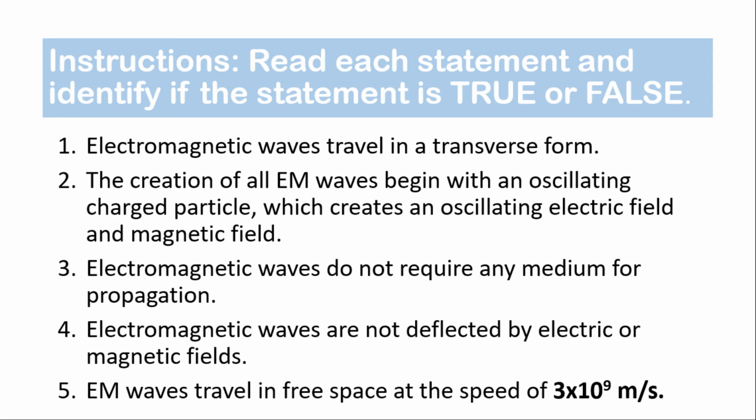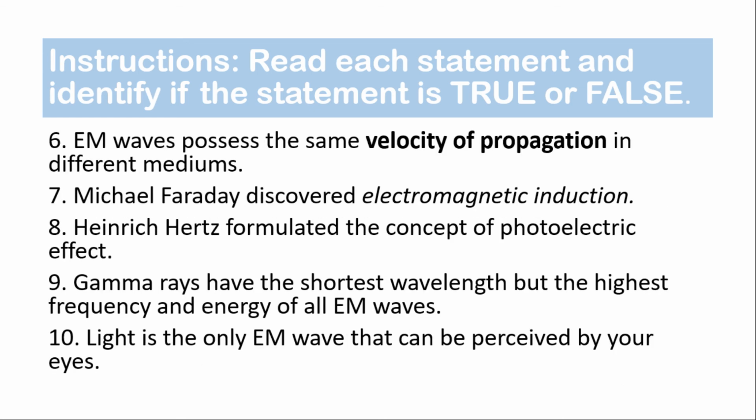Number 3. Electromagnetic waves do not require any medium for propagation. Number 4. Electromagnetic waves are not deflected by electric or magnetic fields. 5. EM waves travel in free space at the speed of 3 × 10⁸ meters per second. Number 6. EM waves possess the same velocity of propagation in different mediums.